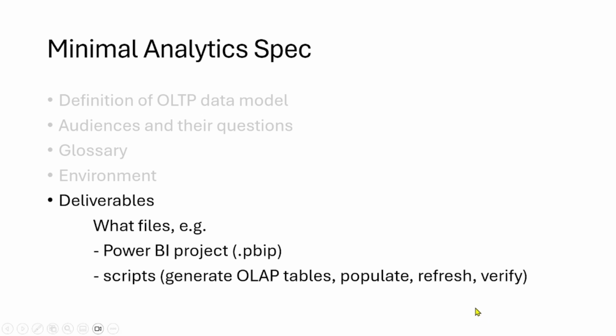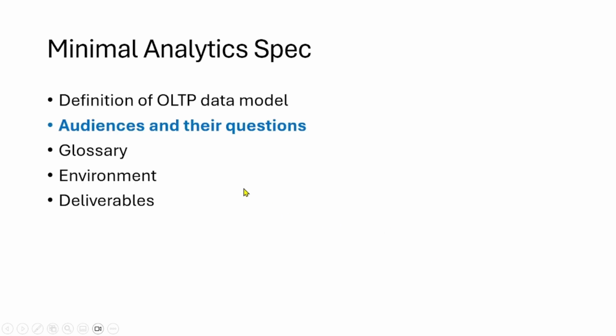Now, what I've asked AI to do in this minimal analytics bank is to generate these scripts as well. So for each tab in the Power BI dashboard, there's a series of queries or query pairs, one for the OLTP and one for the OLAP database. So again, audience and the questions are the most important.